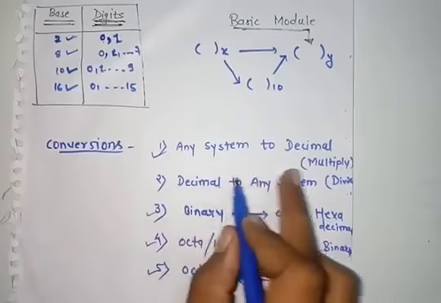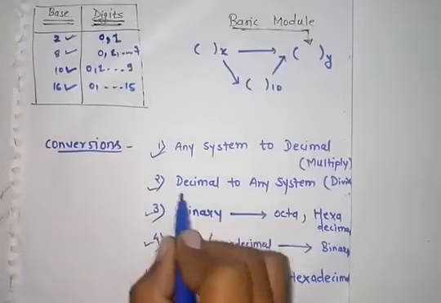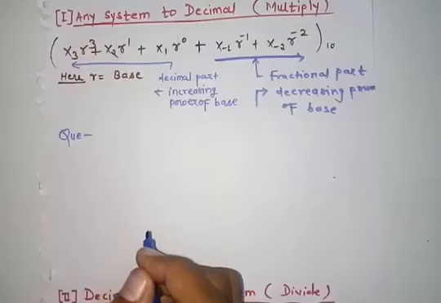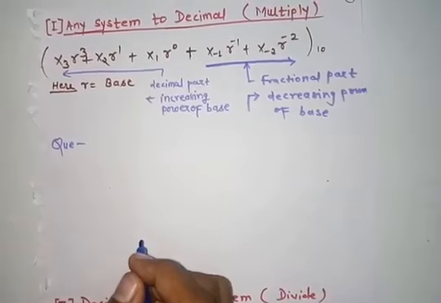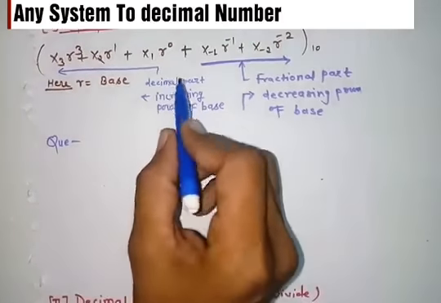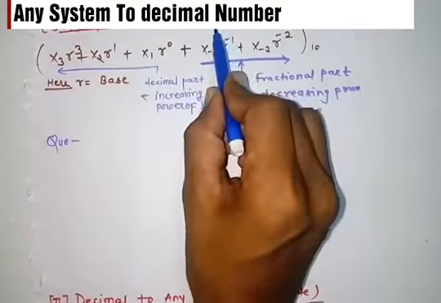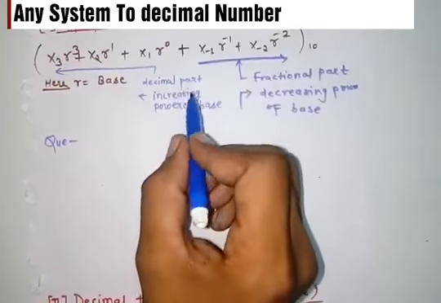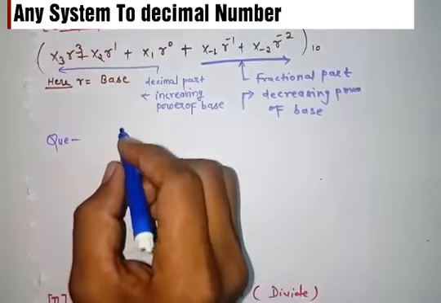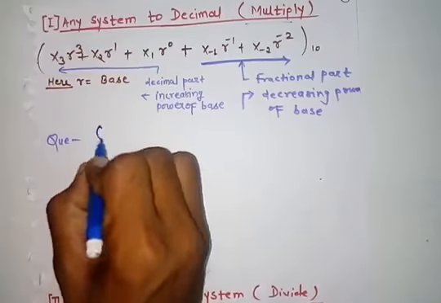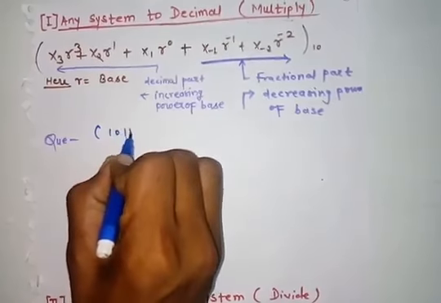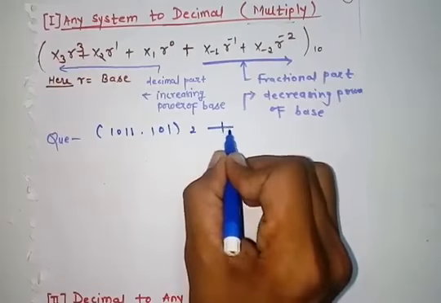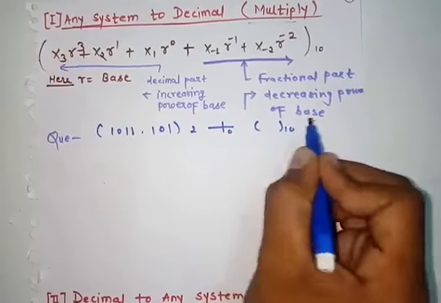First one is any system to decimal number. Second one is decimal to any system. We are going to discuss these one by one. Here the first conversion is any system to decimal. Just remember that we have to multiply. If they give any question like 1011.101, this is a binary number, we have to convert it into a decimal number.